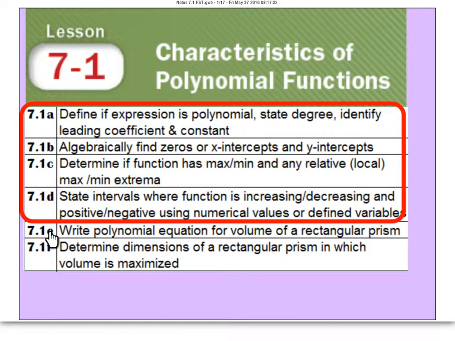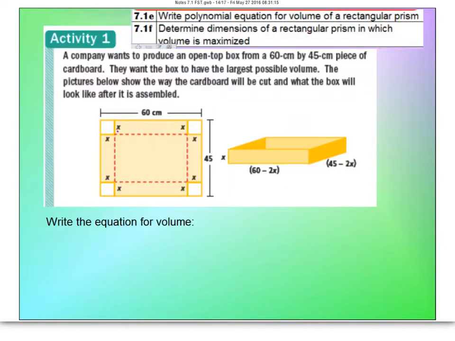Learning objectives E and F are going to be related to this box activity we're going to start. So let's take a look at an example to help you with your activity. In this example, a company wants to produce an open top box from a 60 centimeter by 45 centimeter piece of cardboard. So here it is, 60 by 45. They want to have the largest possible volume of this box.